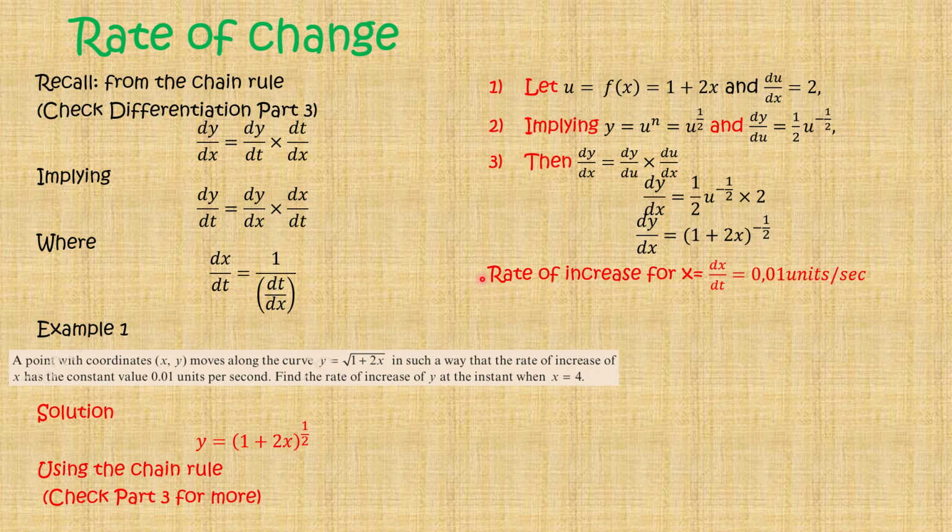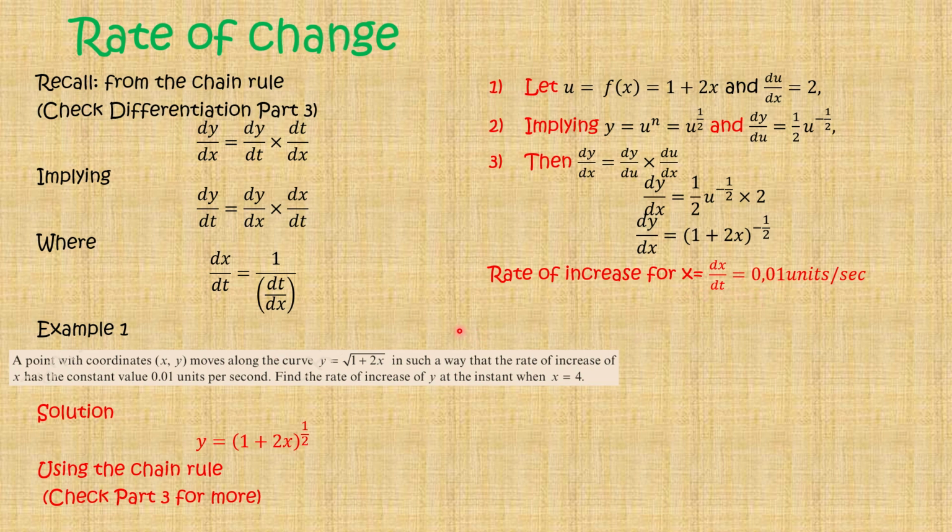Now take note, the rate of increase for x is dx/dt. Remember how we introduced the concept of differentiation, dx/dt implies that x is changing as time is changing. So that is called the rate of change for x. And we're given from the question that the rate of change for x is 0.01 units per second. And in this case, it is the rate of increase.